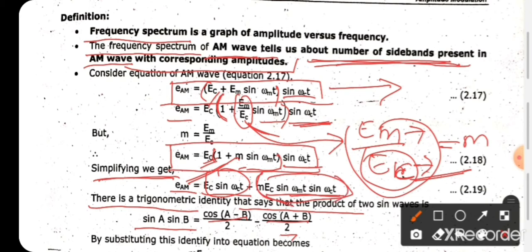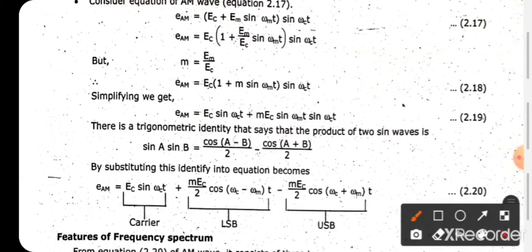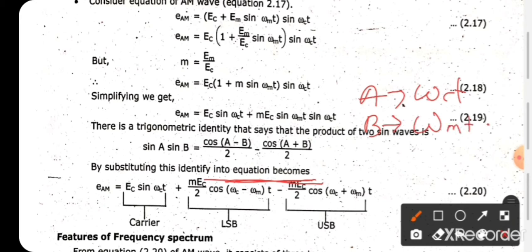So this equation will be written in this formula. By substituting this identity into the equation, where we have taken A as omega ct and B as omega mt, the equation EAM, EC sine omega ct, is written like this.